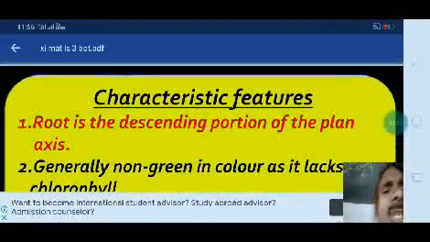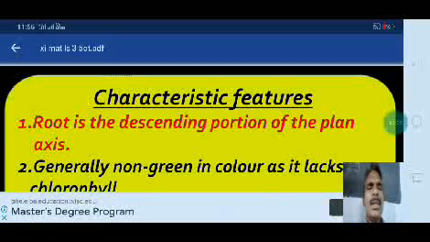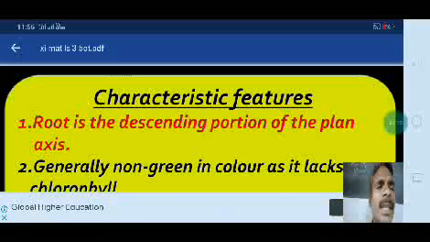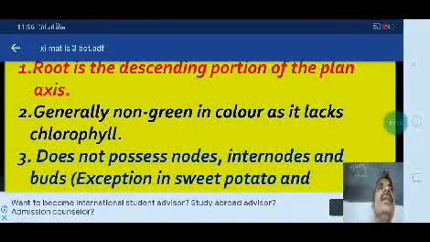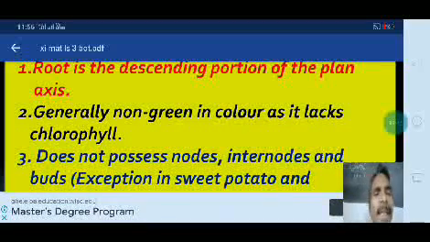Then, characteristic features of the root system. First one, the root is a descending portion of the plant axis, generally non-green in color as it lacks chlorophyll. Roots have no chlorophyll pigments. They are not green in color.